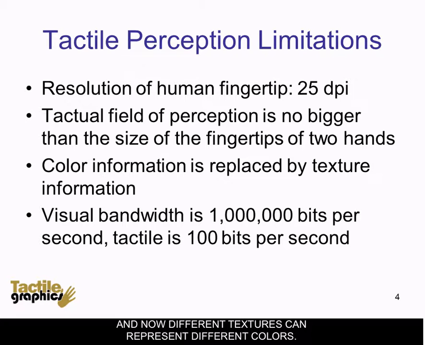And now, different textures can represent different colors. Now, if you have a lot of colors, a lot of different hues or something like that, there might be some problems with that. But if you have a fixed number of colors, you know, five or six colors, you should be able to come up with some textures to represent those colors. And then the visual bandwidth, it might be a million bits per second, but tactile bandwidth is only 100 bits per second. So you just can't get as much information per second as you can with the visual bandwidth. So there are all these sort of limitations. Nonetheless, you can get a lot of information. Let's move on to slide 5.